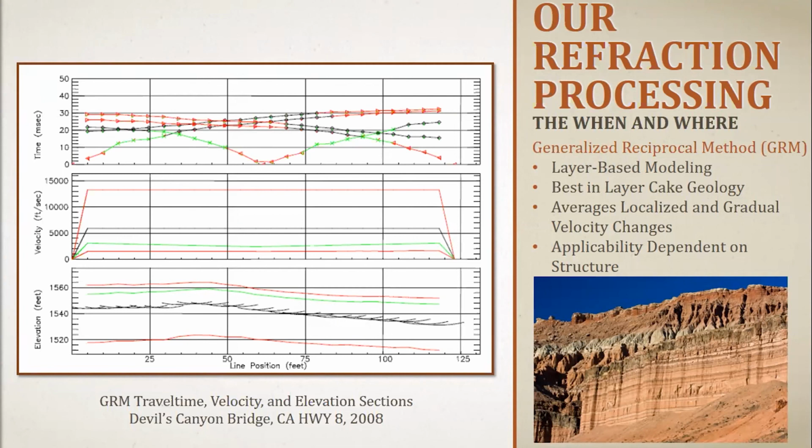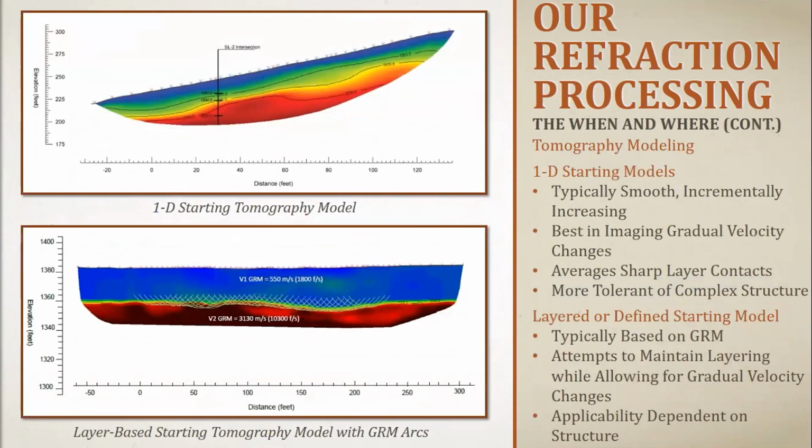Data are assigned to discrete layers, and as a result, more gradual changes or structures that do not span the width of the data can be averaged or hidden. So gradual velocity changes such as weathering or transition zones become part of a single uniform layer. This process works best in layer cake geology with well-defined contacts like landslides or other depositional environments.